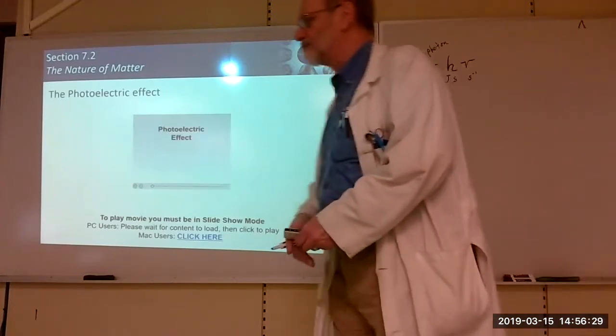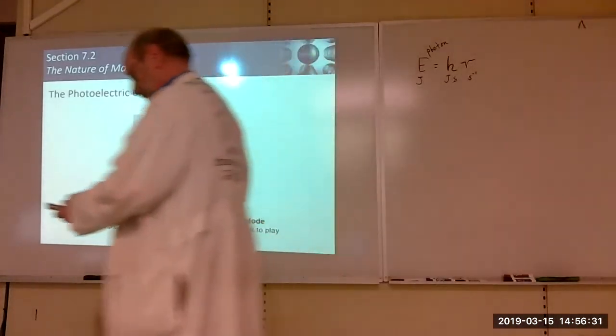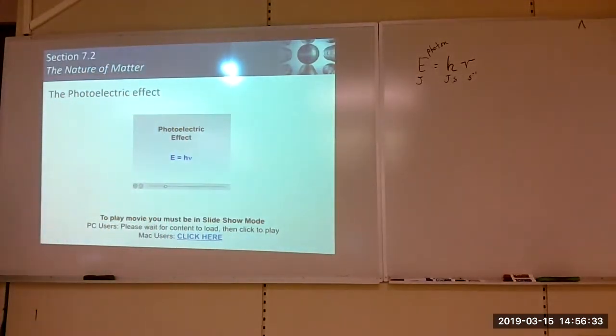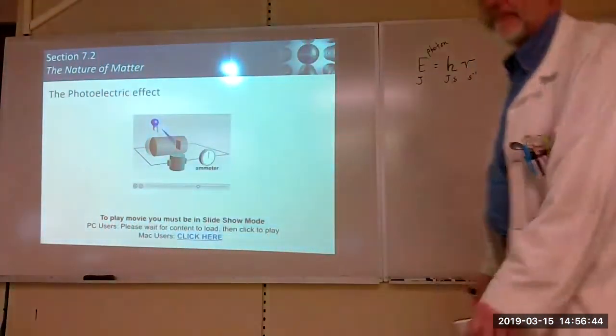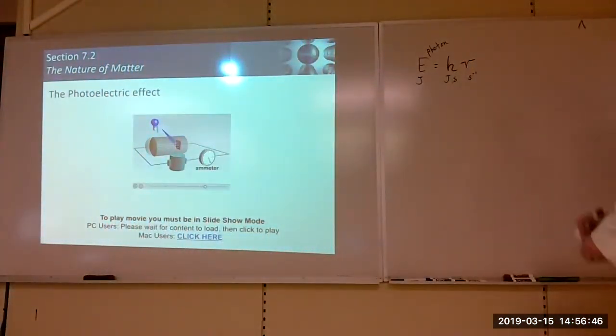The photoelectric effect is the ejection of electrons from a surface when light of sufficient frequency shines on it. For example, when red light is directed at a metal surface, no electrons are ejected. However, when blue light, which has a higher frequency, is directed at the metal surface, electrons are ejected and a current flows through the wire as measured by the ammeter.